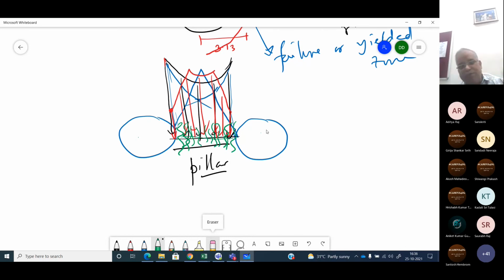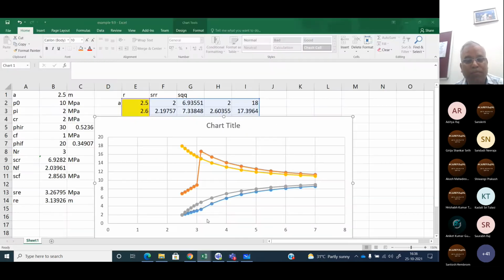So some failure process will occur, and in this case what I showed you is by Mohr-Coulomb, and how the Mohr-Coulomb criteria is put into practice for understanding the failure process. Okay, so far do you have any questions?